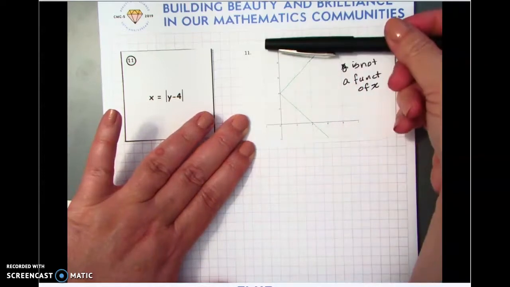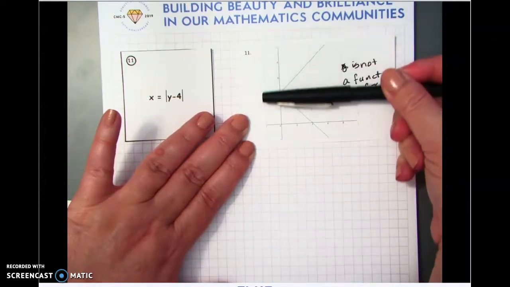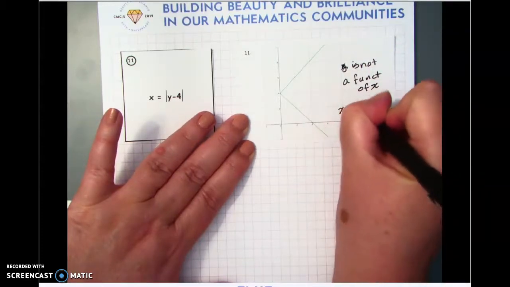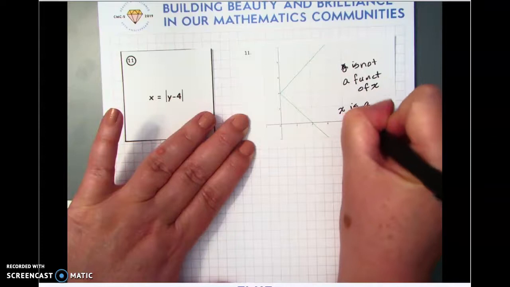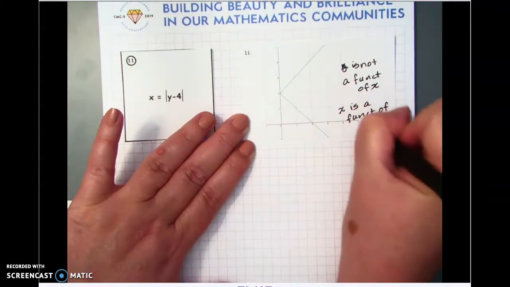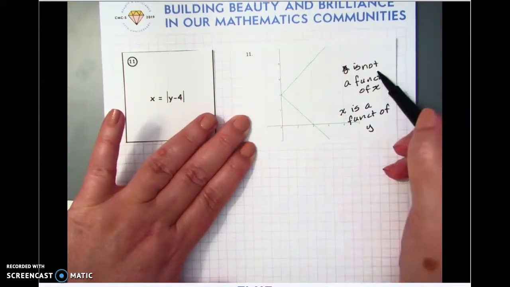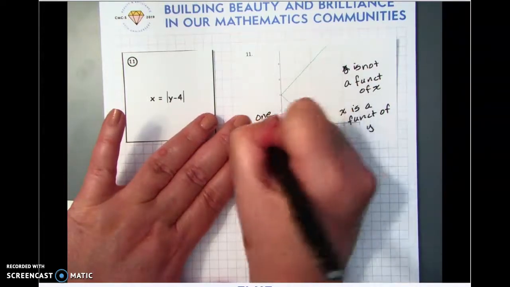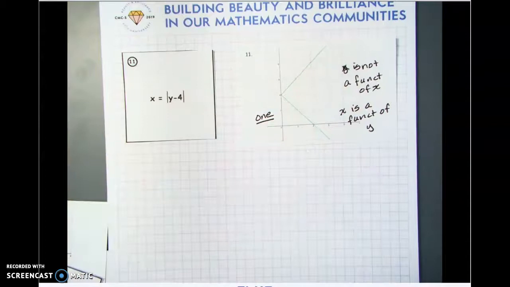But if I try to do the horizontal line test, I touch one point at a time. So when it comes to the horizontal line test, x is a function of y. And so because it's not a function of x, but it is a function of y, that would be in one direction. It would be a function.